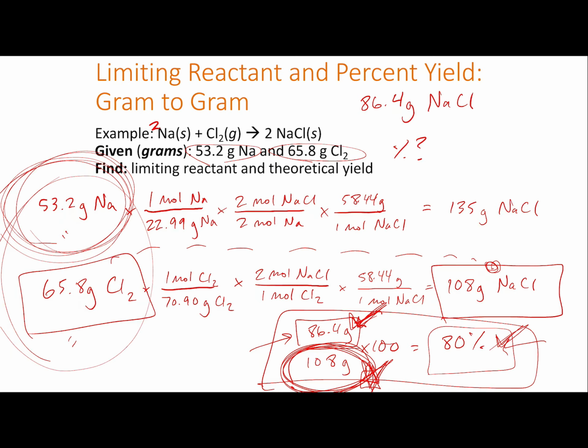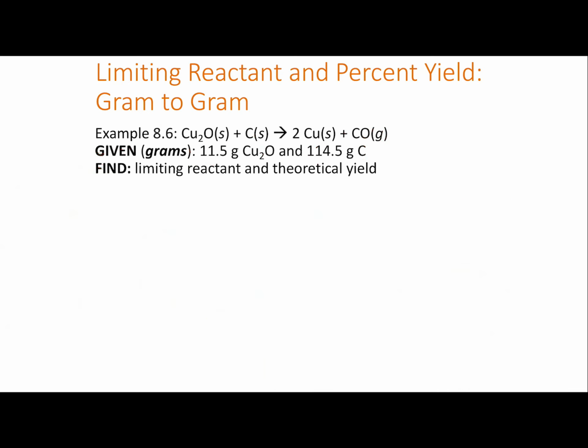Now let's do another one. This one we're going to tie it all together. We're given gram amounts of both of these reactants. We want to find the limiting reactant and the theoretical yield. And then we'll do an actual yield problem on this one too.